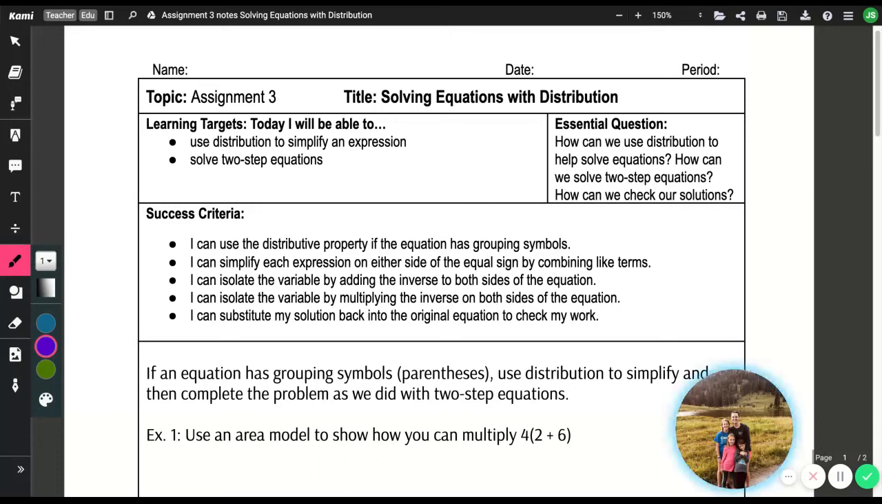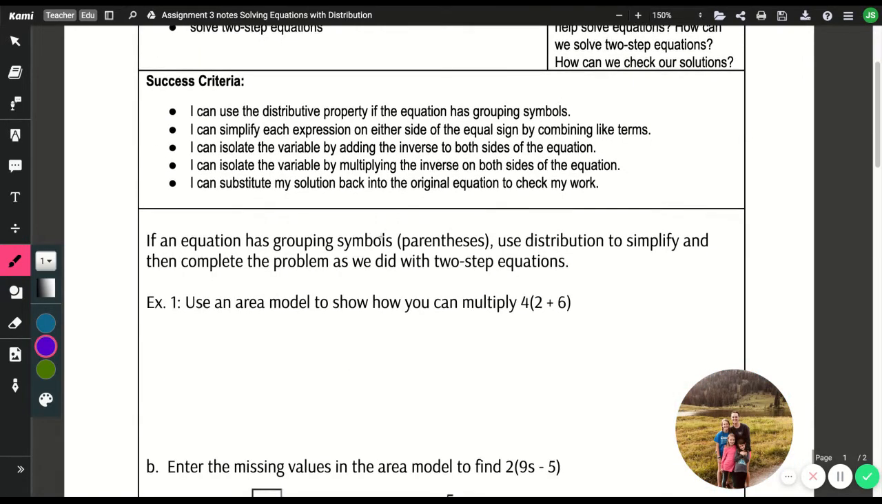So assignment 3 is on solving equations that involve distribution, where we need to distribute first to simplify. Our learning targets: we're going to use distribution to simplify an expression. And after we do that, we will have a two-step equation that we need to solve. So it's the same as we did in the last lesson, except that there's one additional step, which is multiplying.